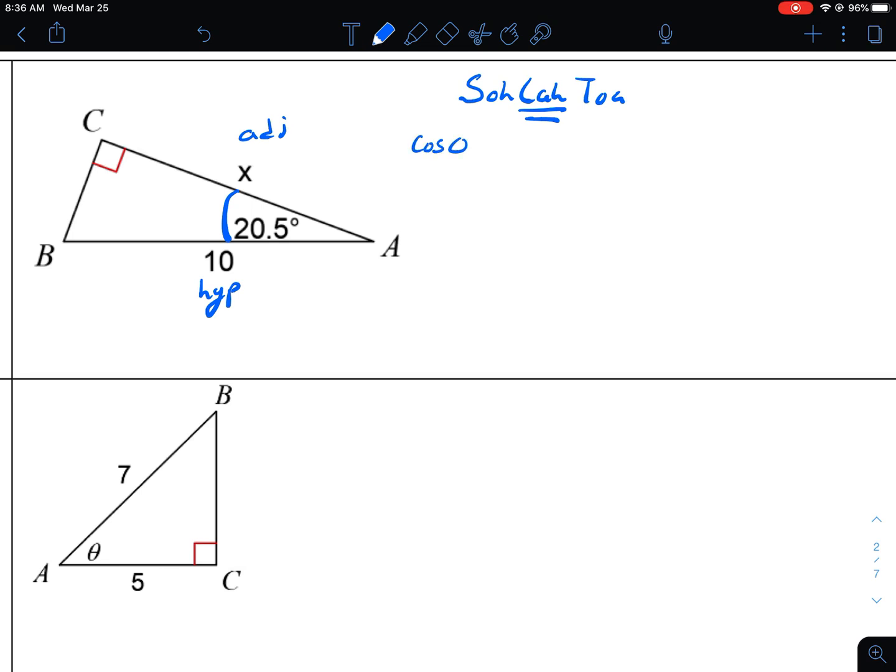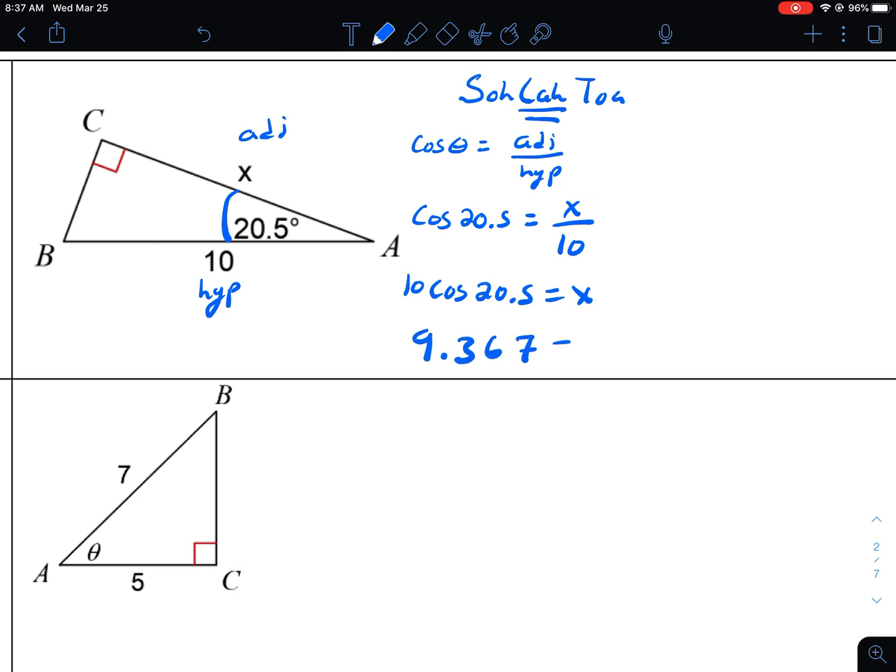So cosine, when applied to an angle in a right triangle, is equivalent to adjacent over hypotenuse. So cosine of 20.5 would equal x divided by 10. And then to solve for x, we multiply both sides by 10, and that would give us 10 times cosine of 20.5 to be x. And we type that into our calculator, and we would get 9.367 to be x.